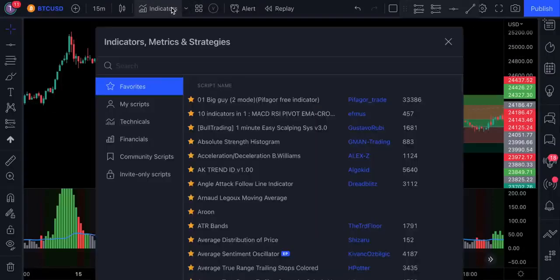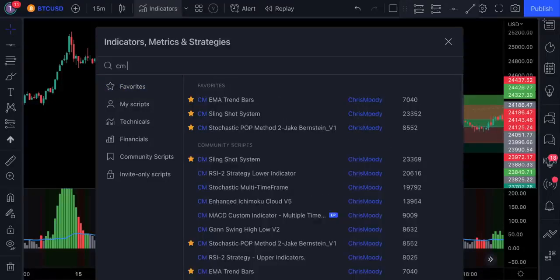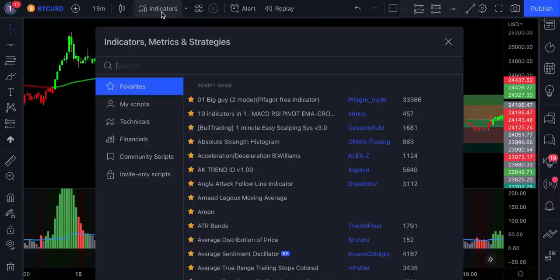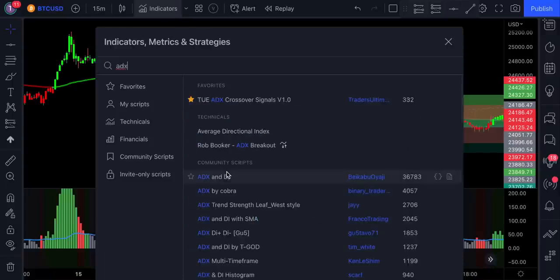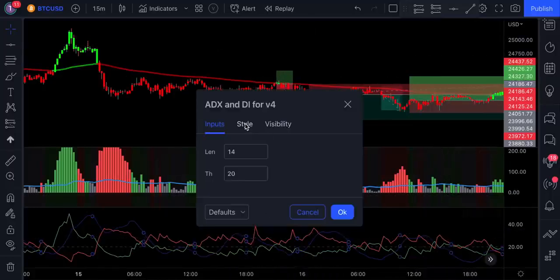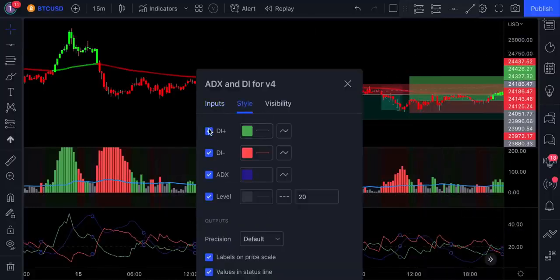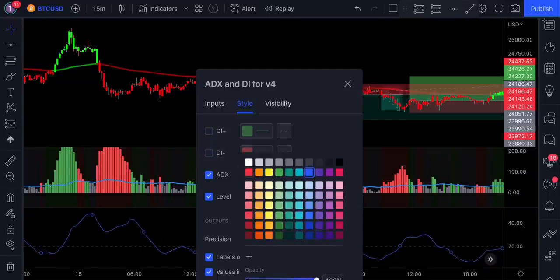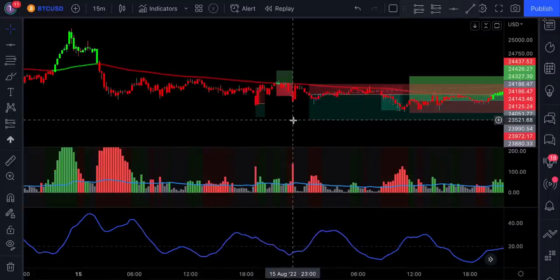First, head over to the indicator section and type in CM trend bars. CM EMA trend bars by Chris Moody. Let's double click on it and change the EMA uptrend from 34 to 100. And the second indicator we're going to add is called ADX with DI. Now let's access this indicator's settings and disable these lines. Also, let's make this line a bit more visible. Okay, the setup is ready.